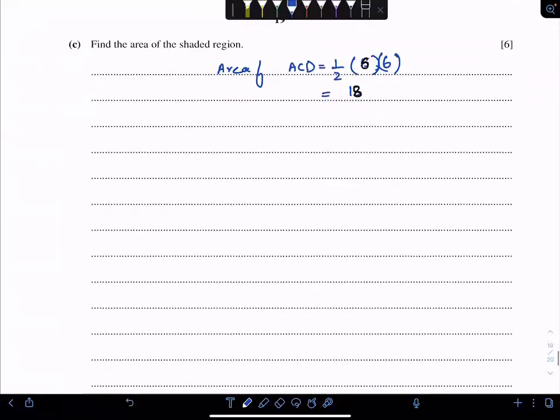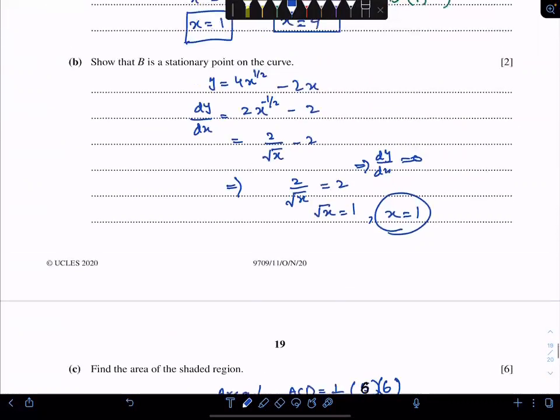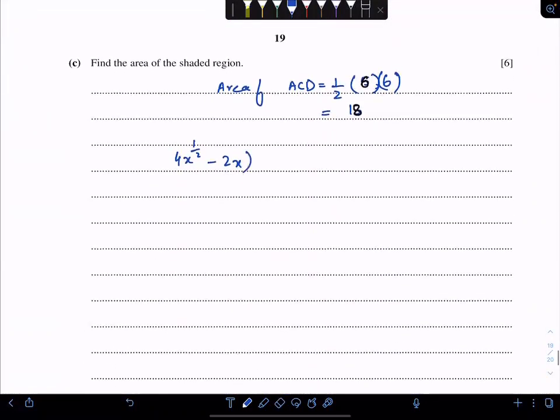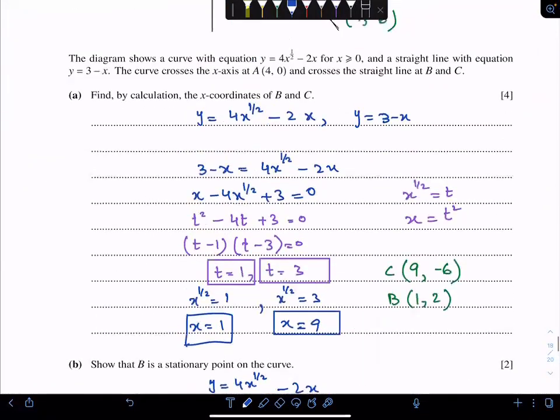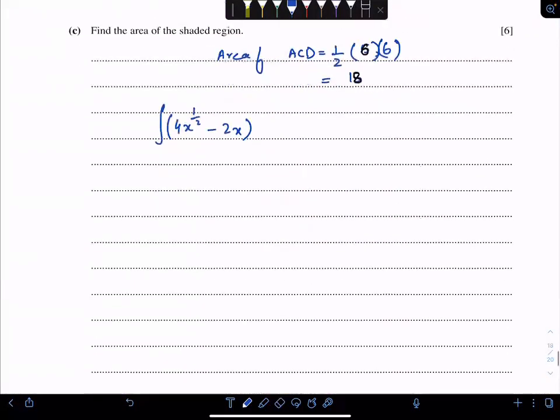अब जरा कर्व को इंटीग्रेट करें। कर्व कितनी है? 4x पावर 1 by 2 minus 2x, 4x पावर 1 by 2 है ना, minus 2x. और इसको हमने कहां तक इंटीग्रेट करना है? 4 से लेकर 9 तक, dx. 4x की पावर 3 by 2 divided by 3 by 2 minus 2x square over 2, 4 and 9. 2 पर चला जाएगा, यहां पे आ जाएगा 8 over 3 x power 3 by 2 minus x square.